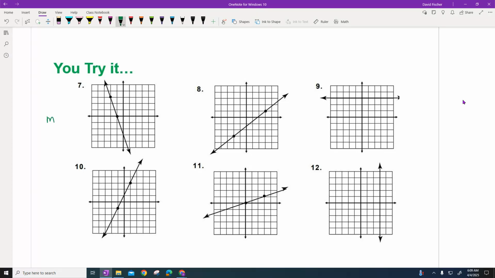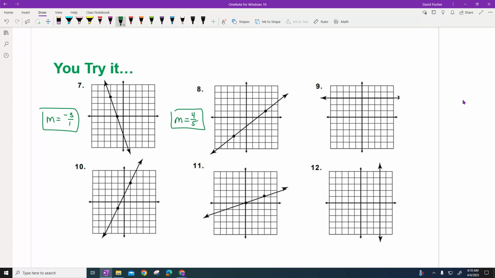I want to say it's a negative slope, so my answer here better be negative. I hope yours is negative. I'm getting down 1, 2, 3 over 1. That's a positive slope. m equals 1, 2, 3, 4. 1, 2, 3, 4, 5. So 4/5.